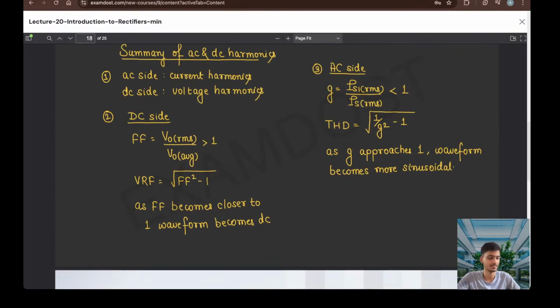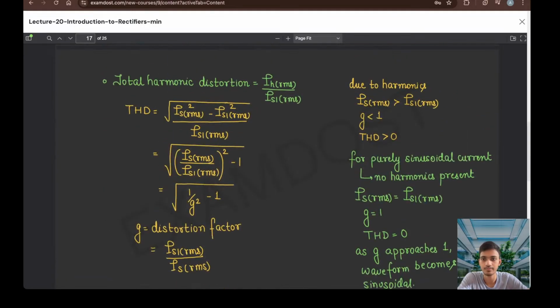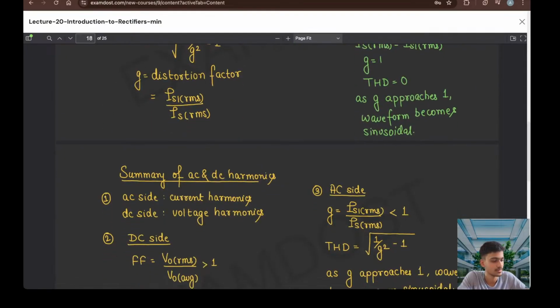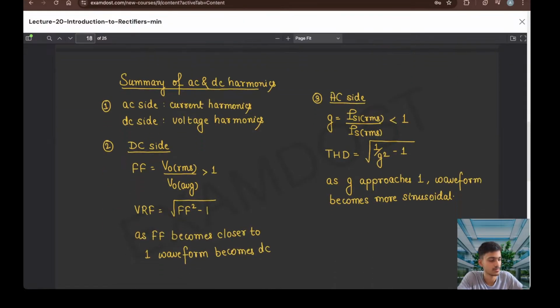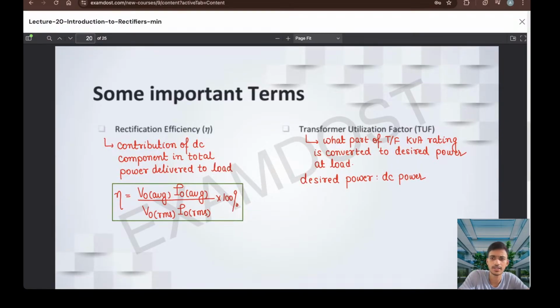So we have THD, that is total harmonic distortion, which is root over 1 by G square minus 1. G is obviously less than 1, and as G approaches 1, the waveform becomes more sinusoidal. Got it? And some more important terms: rectification efficiency.